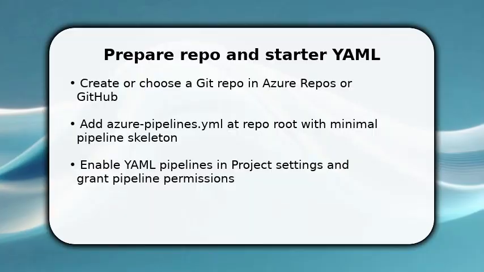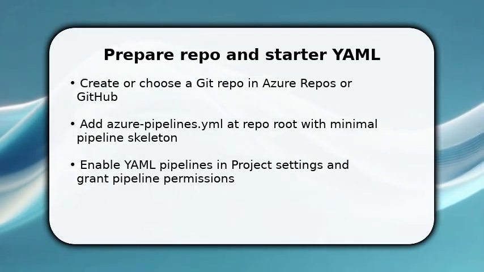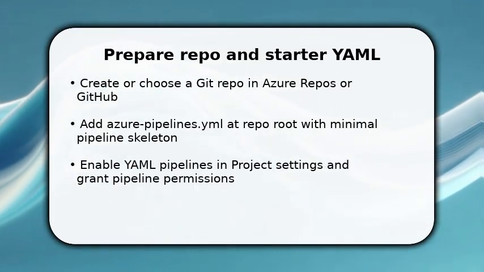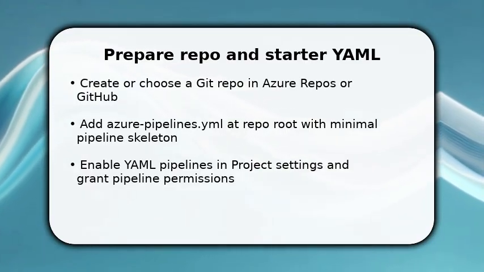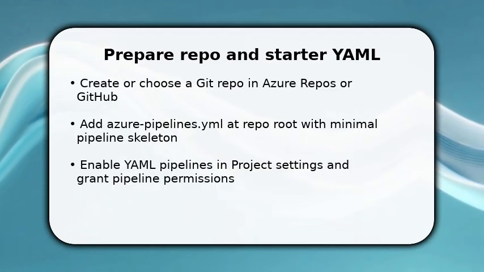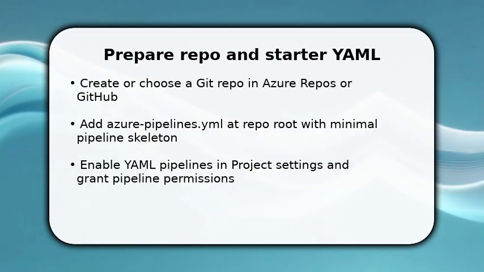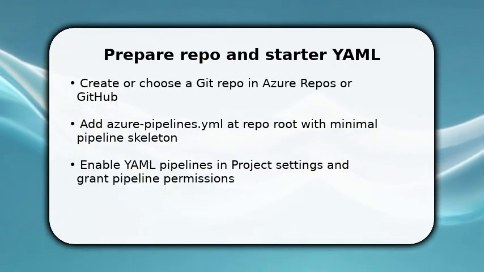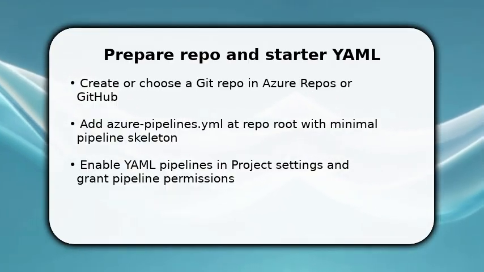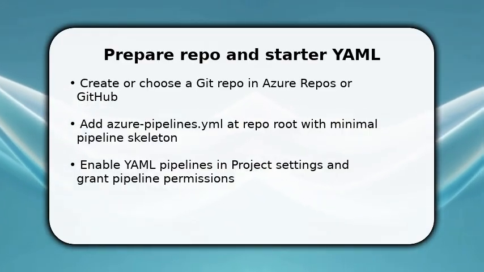Enjoy the video. You start by preparing the repository and a minimal YAML file so the pipeline has something to run. Create or pick a repo in Azure Repos or GitHub, then add azure-pipelines.yml at the root with a basic trigger, pool, and one job. Once done, enable YAML pipelines and permissions in project settings so the pipeline can access the repo. Make sure to commit and push immediately so Azure DevOps can detect the YAML file and create the initial pipeline.